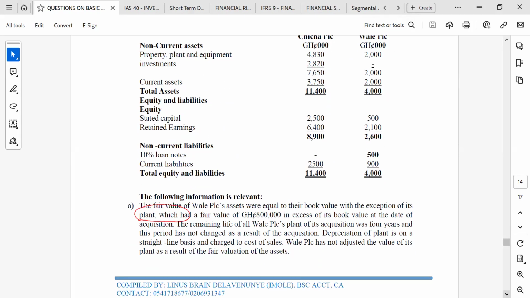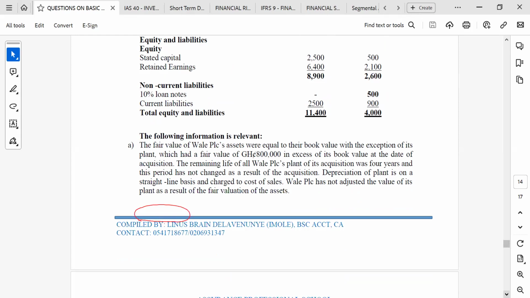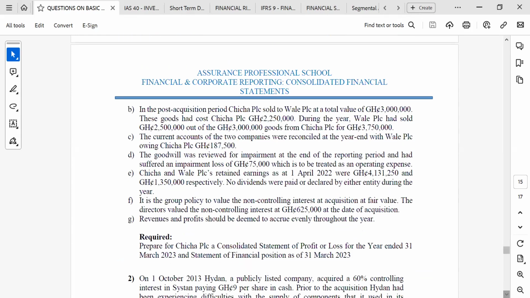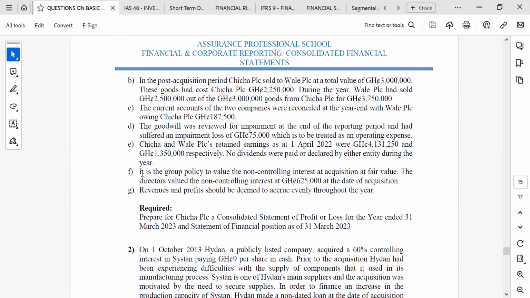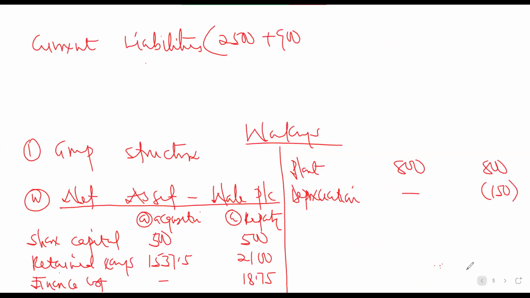So let's forget about that and move on. It is the policy to value the non-controlling interest, and this revenue and profit should be deemed to accrue evenly. So you just have to apportion the revenue and the cost items using the 10% and all those things. Let's come to our net asset at acquisition.